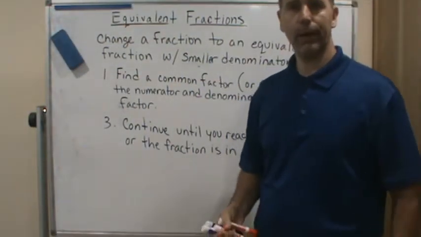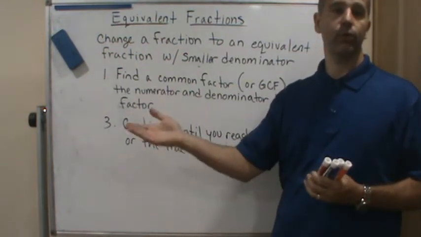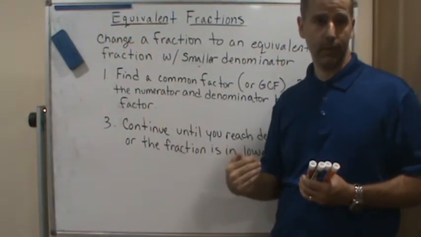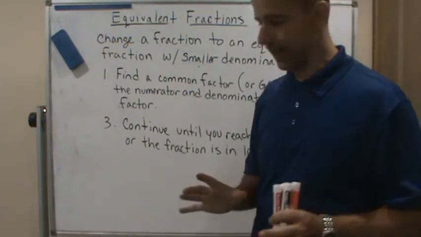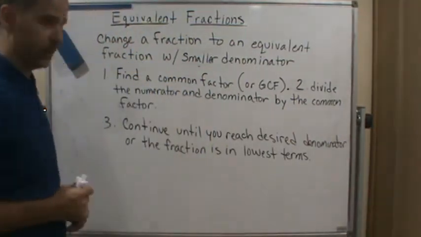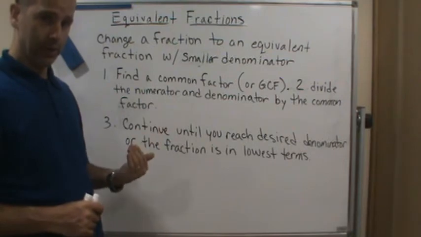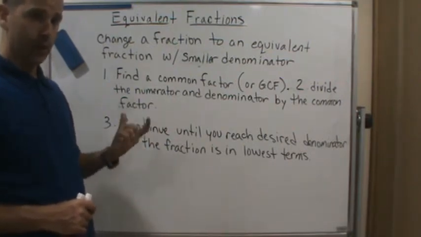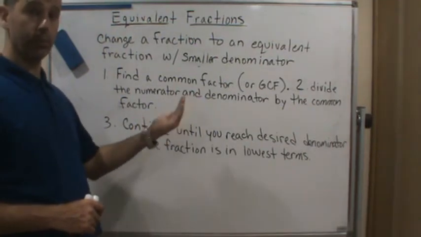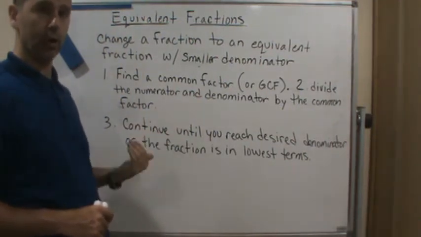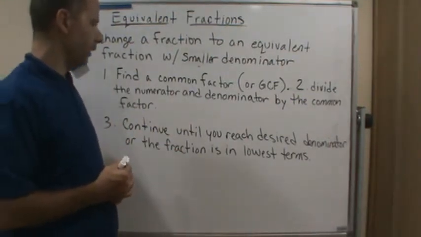Okay, so now let's talk about writing equivalent fractions where we want to reduce the denominator, right? So we want a smaller denominator. So here are the steps to do that. This is called reducing a fraction, okay? Now you can do this, you can reduce it to a specified smaller denominator, or you can put the fraction in what we call lowest terms again, right? So this we can do, okay?